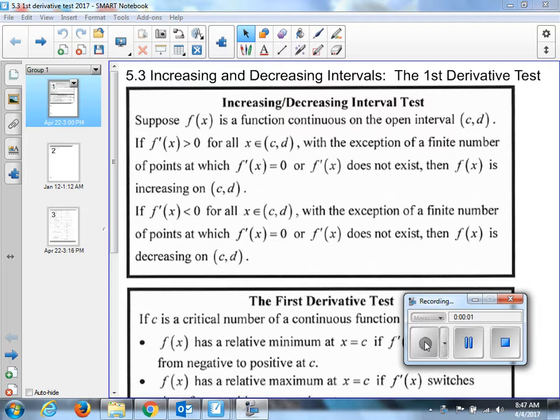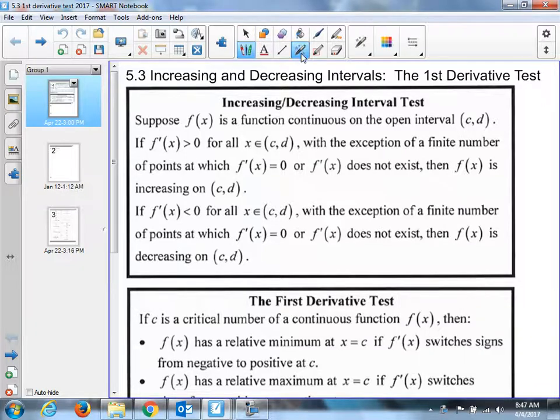Increasing and decreasing intervals. We call it the first derivative test. We've already got a few of the ideas in here, but let's take a look at the first box here. Increasing or decreasing interval test. Suppose that the function is continuous on this open interval between two numbers, c and d.